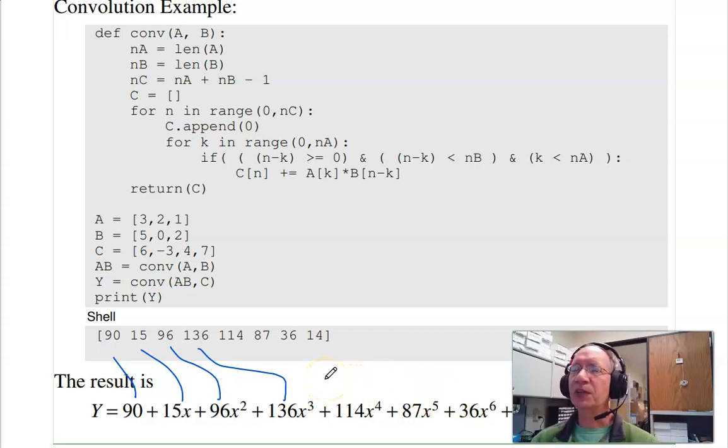So that's one use of convolution. It is a much easier way to multiply polynomials. I shouldn't say easier, because when you multiply polynomials, you're really doing convolution. With a convolution function, I can find the product a whole lot easier than I can do it by hand.